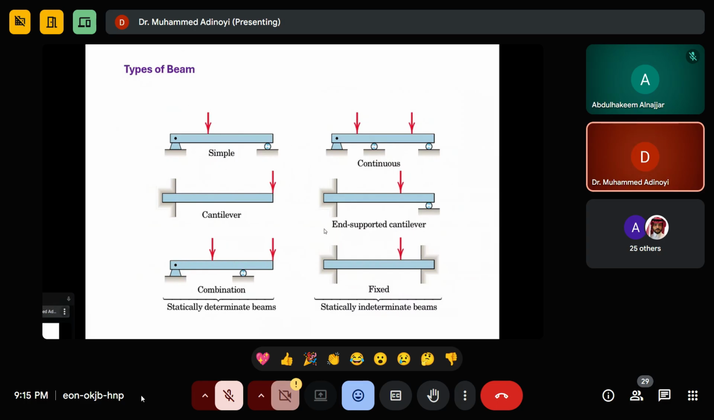This is a cantilever supported beam. If it is not supported here, it's just a cantilever. If it is supported here, then it becomes a cantilever supported beam.